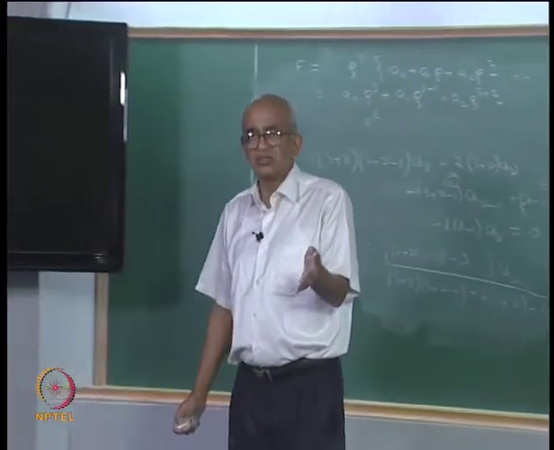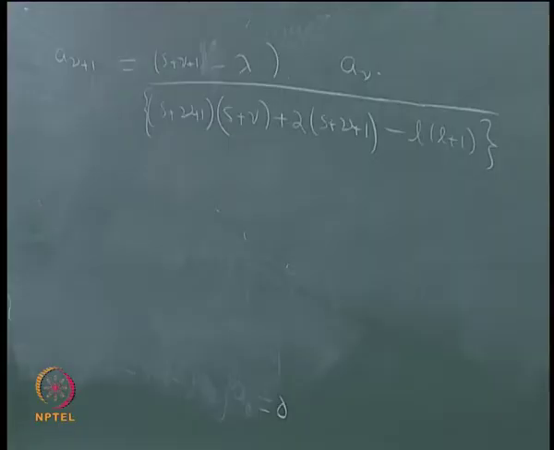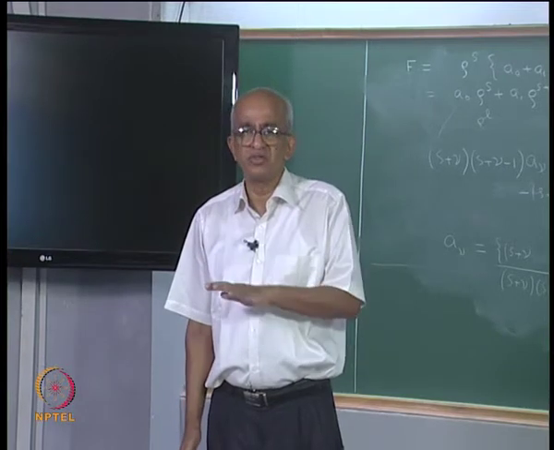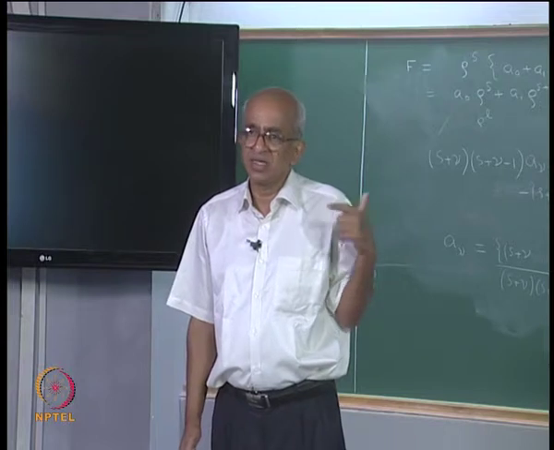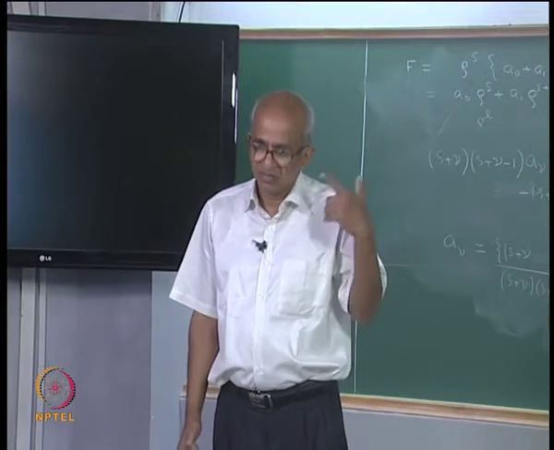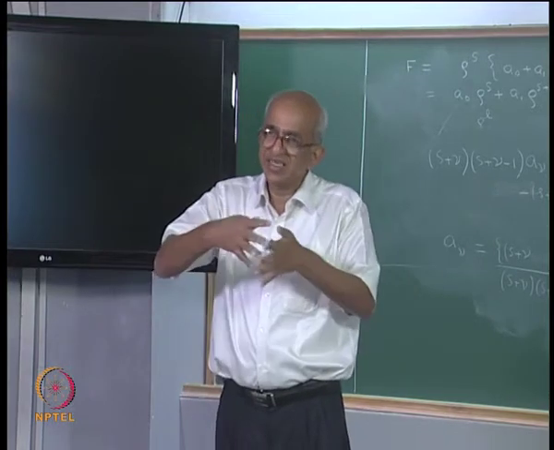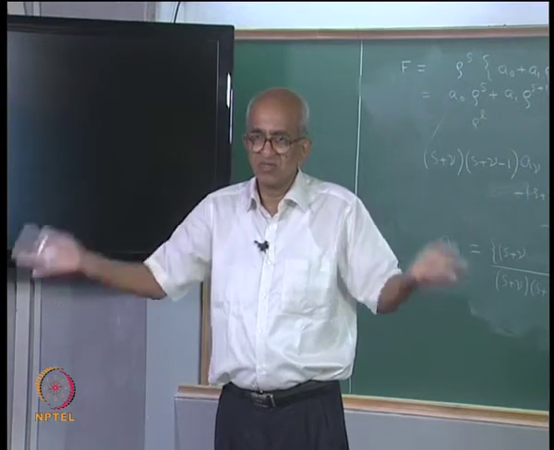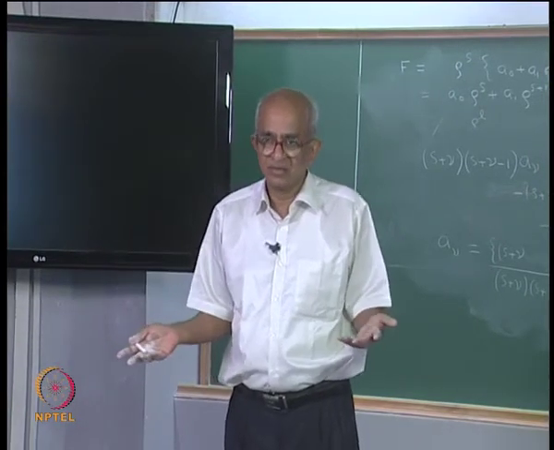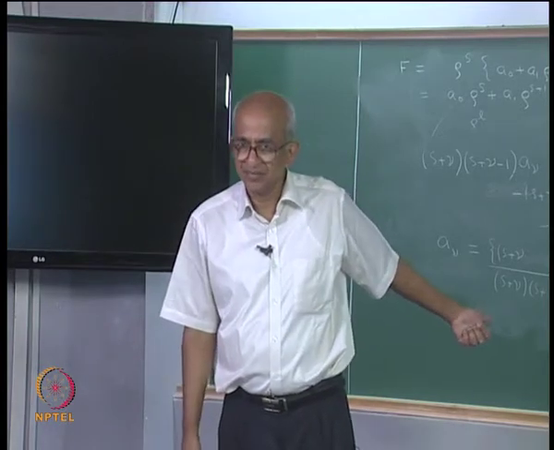So, a nu plus 1 is determined in terms of a nu, correct, and now you will realize why a 0 cannot be 0, because if a 0 is 0, this recursion relationship will imply that a 1 must be 0, and if a 1 is 0, then a 2 will be 0, then a 3 will be 0. So, the entire power series will become 0, and that is not acceptable, because the wave function will identically vanish. So, you cannot have a 0 equal to 0, which is what I had said earlier.